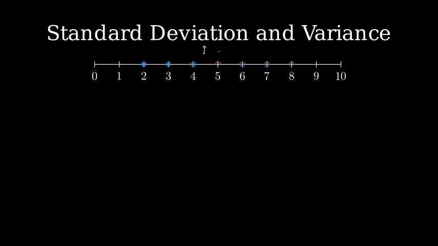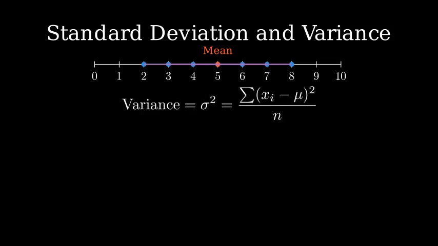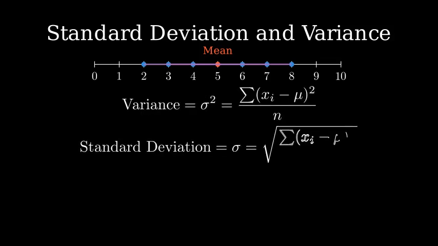Standard deviation and variance both measure how spread out our data points are from the mean or average. Variance represents the average of squared differences from the mean, while standard deviation is simply the square root of the variance, giving us a measure in the same units as our original data.